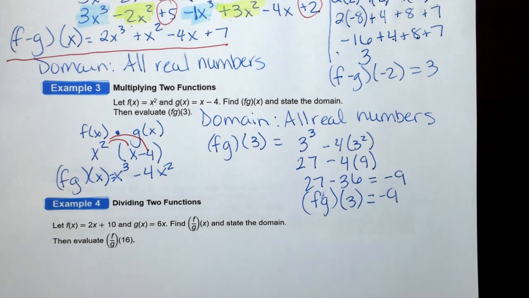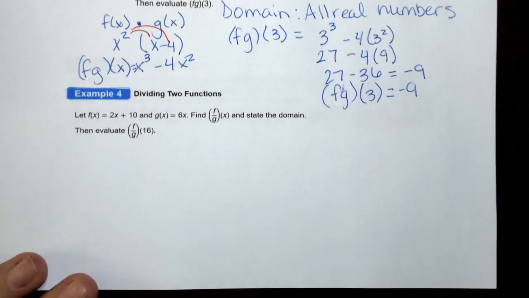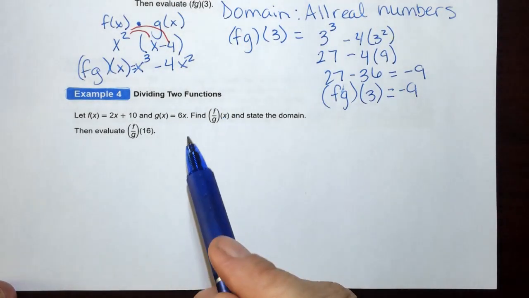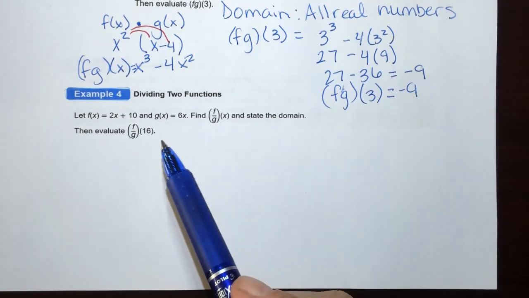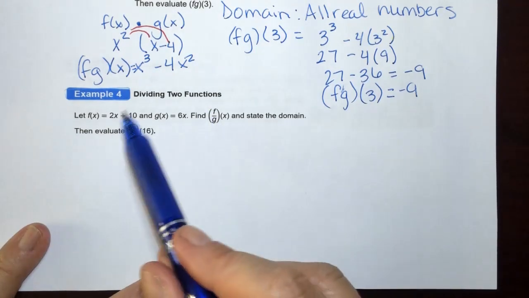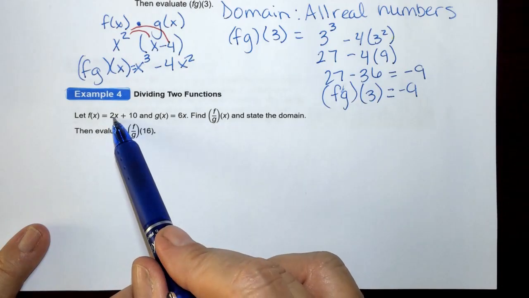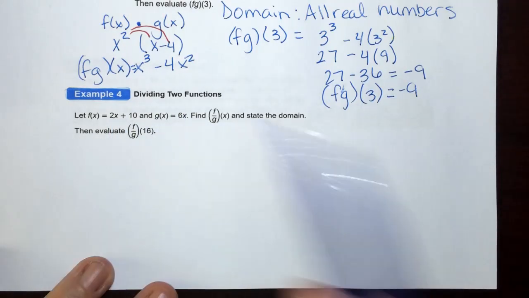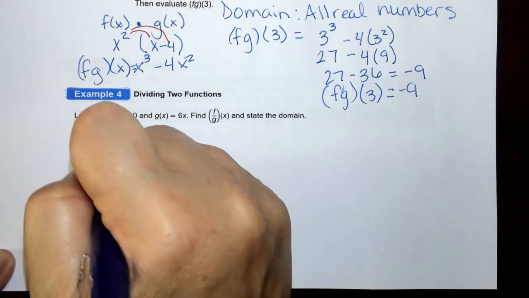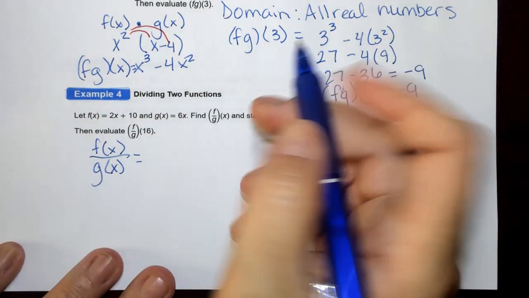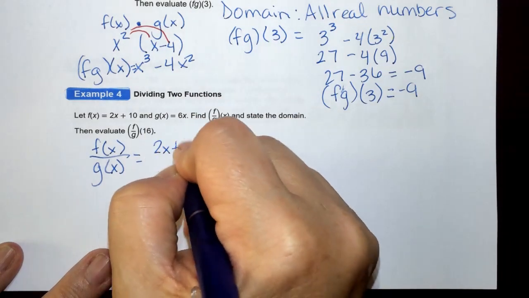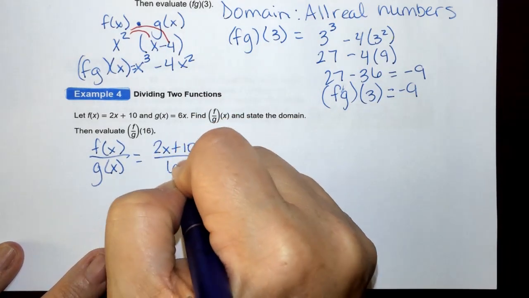All right, we have one more. Dividing. Dividing two functions. With division, remember asymptotes sometimes come into play with our denominators. So that may be the case with this one. So basically, we're just dividing f by g. Okay? So basically, we're saying f of x over g of x. So what is f of x? 2x plus 10. g of x is 6x.